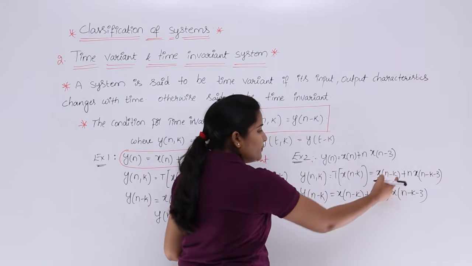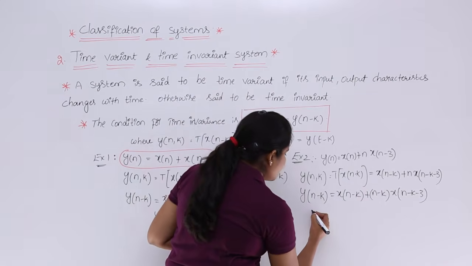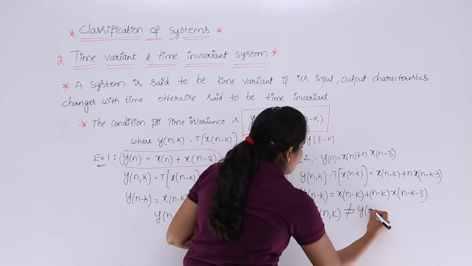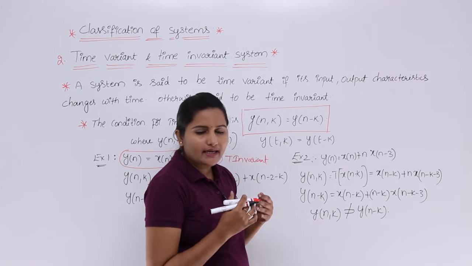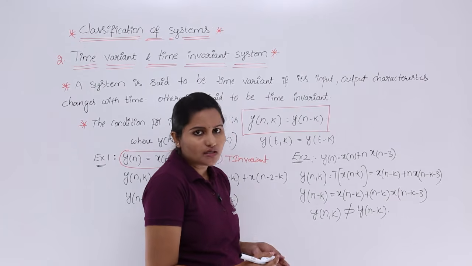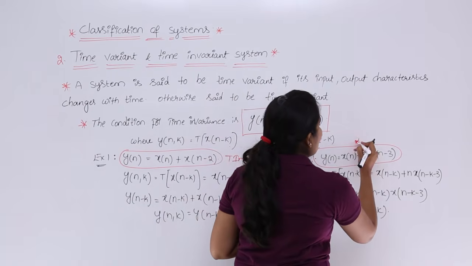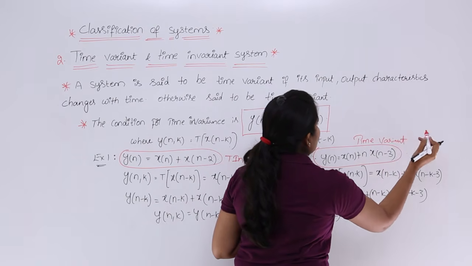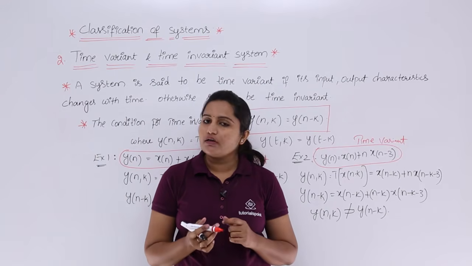If you observe these two, input change and output change, they are not equal. So, in this case y of n comma k is not equal to y of n minus k. In this case the input output characteristics are going to change. That means the system with this type of response is said to be time variant. So, this is a time variant system response. In this way we need to justify whether the system is time variant or time invariant.